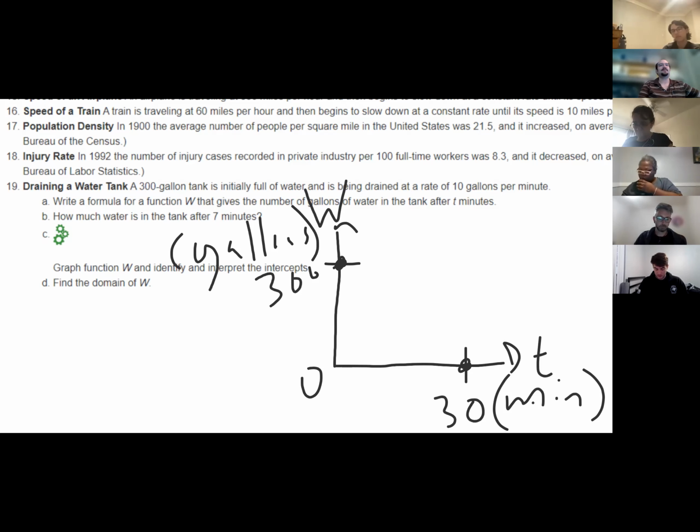Can you imagine what this thing might look like? A line going down. It looks like a line going from that intercept to that intercept. So that tells me I have a tank that starts at 300 gallons. It's going to be draining down, what, 10 gallons per minute over 30 minutes until it gets to 0.